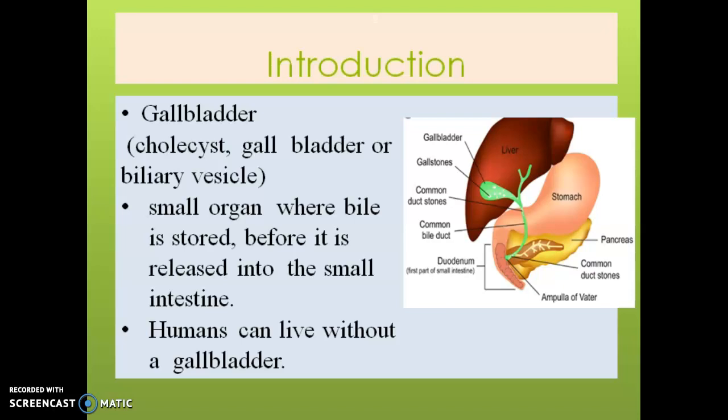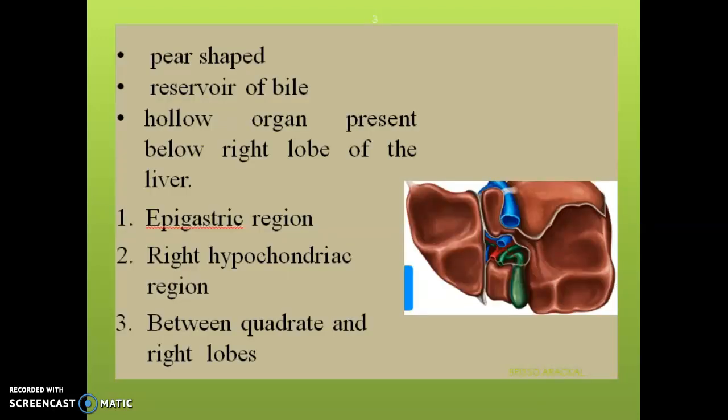Humans can live without a gallbladder, you know. So as said earlier, it's a pear-shaped organ and is a reservoir of bile. It is a hollow organ, plus it is muscular also.